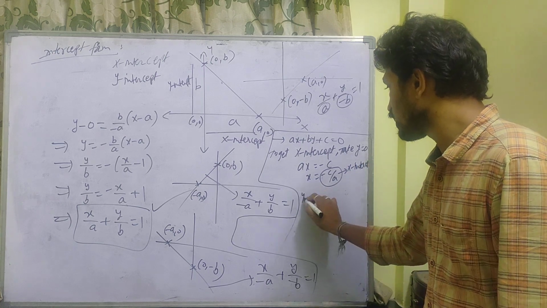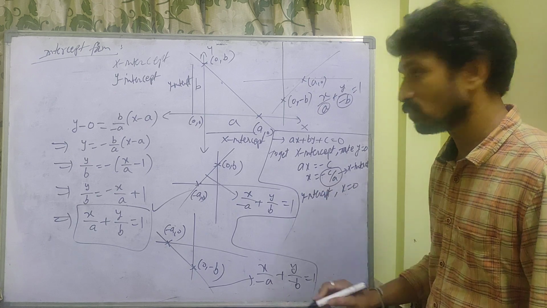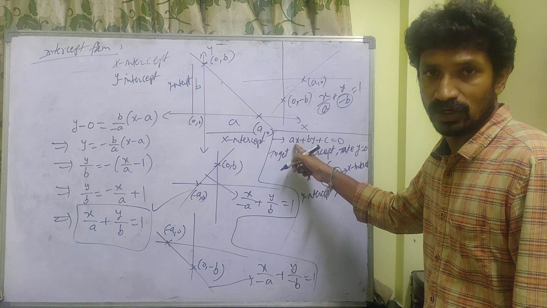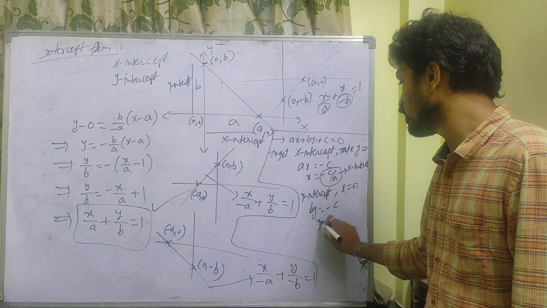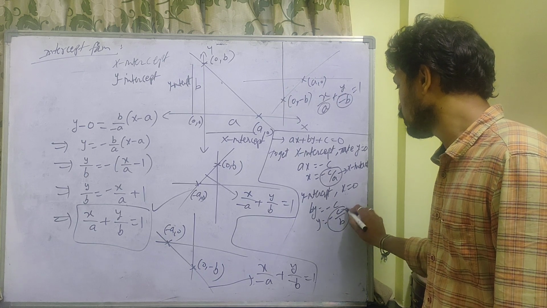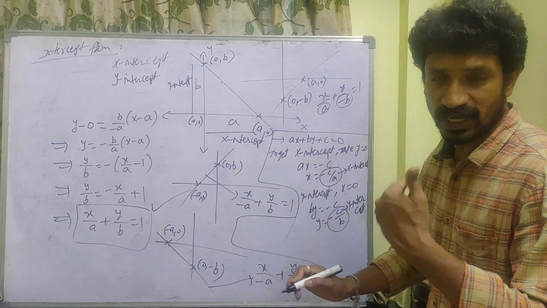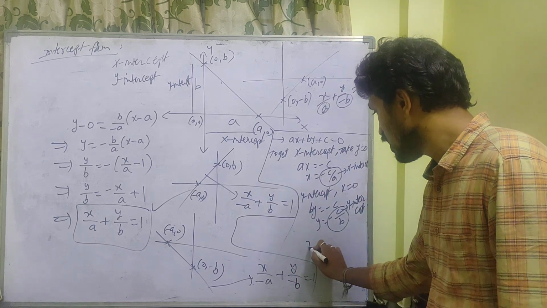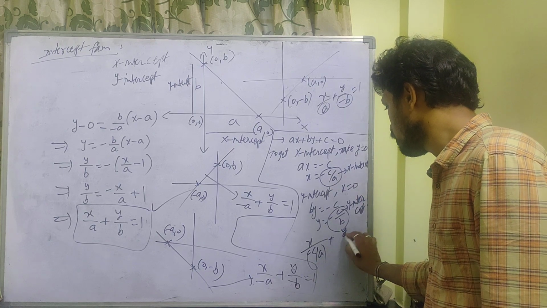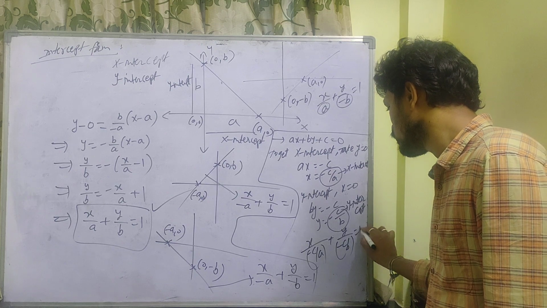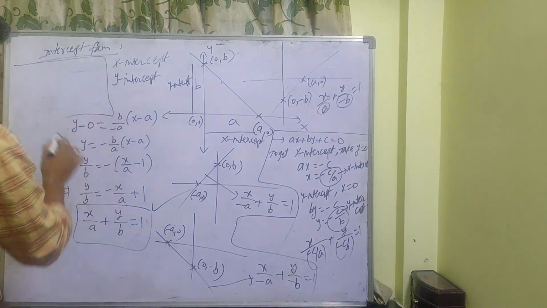To get the y-intercept, take x is equal to 0. So a into 0 is 0, so by plus c is equal to 0. So by is equal to minus c, so y is equal to minus c by b. So this is nothing but the y-intercept. After getting the x-intercept and y-intercept, what is the equation? x by x-intercept minus c by a plus y by y-intercept minus c by b is equal to 1. This is one of the methods.